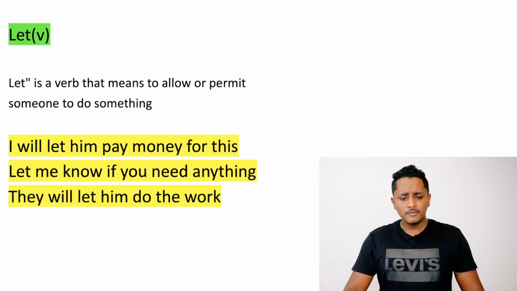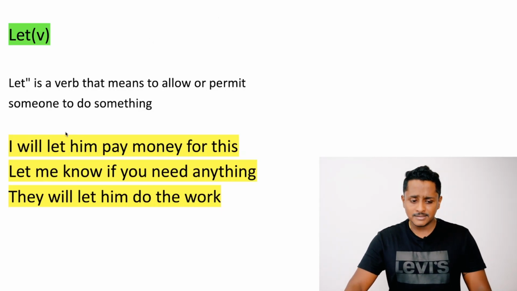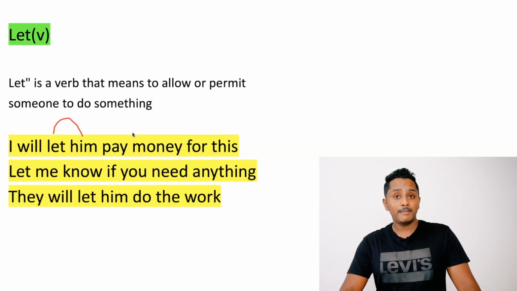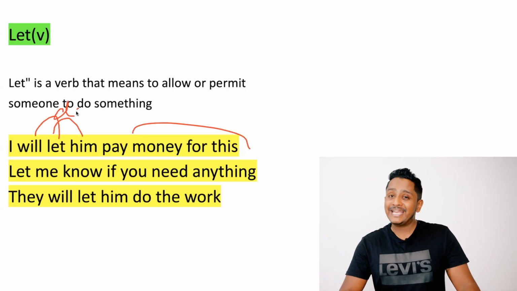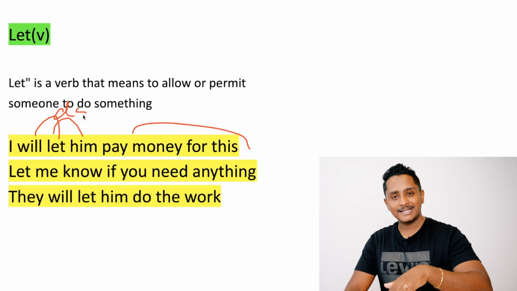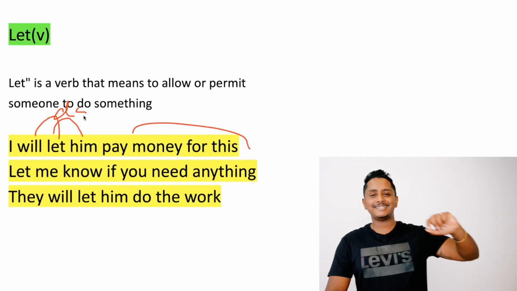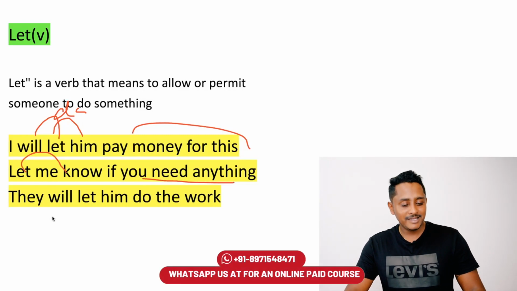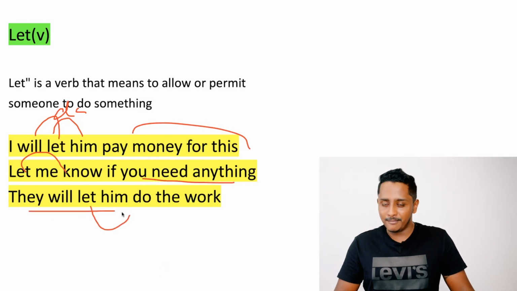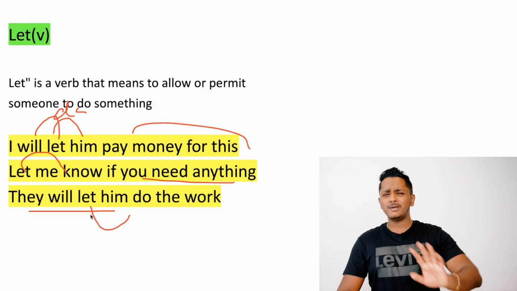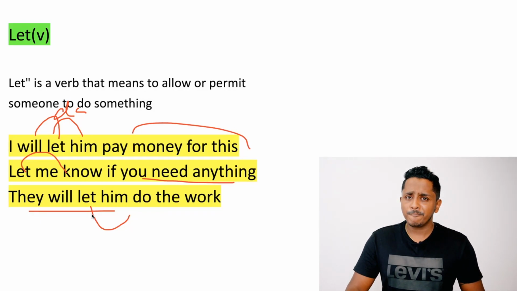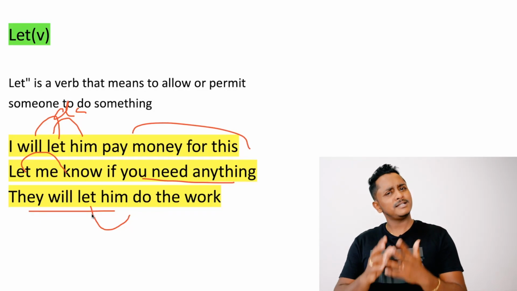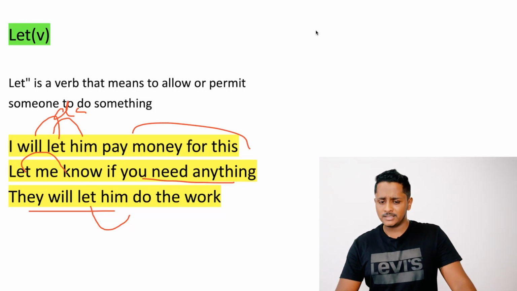So here if you just have a look at these sentences: I will let him pay money for this. I will do, I will eat, I will sing, I will let, I will hit, I'll write, I'll talk. Hope you are getting it. Let me know if you need anything. They will let him do the work. So it's a normal verb where you use the verb let as any other verb. That's the first usage of the word let.